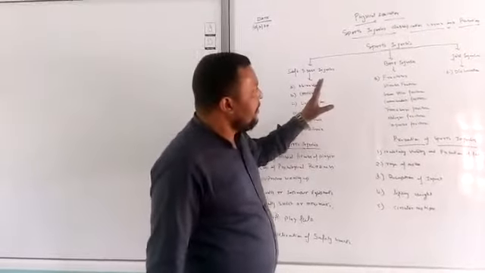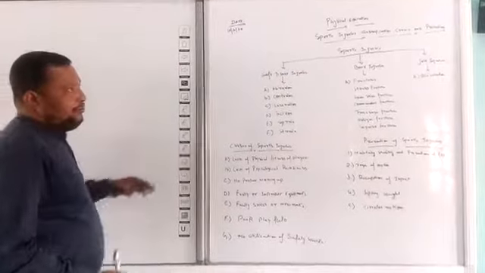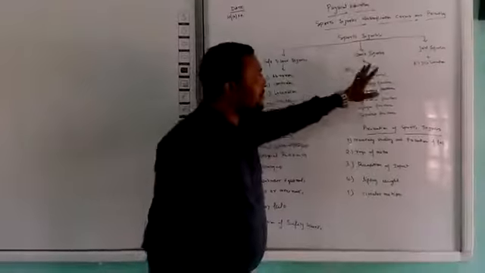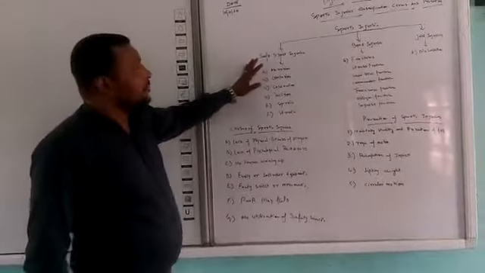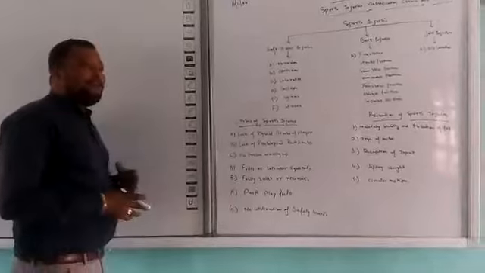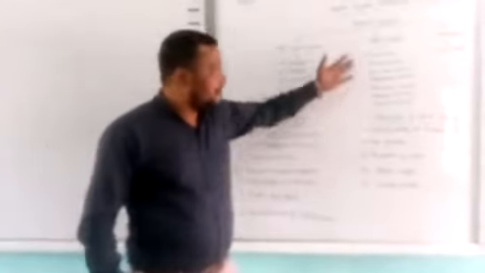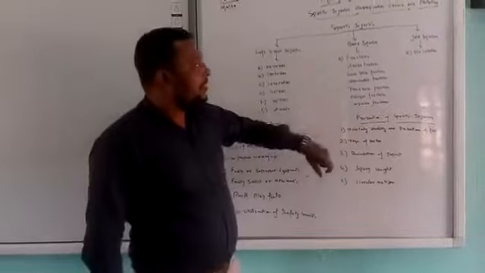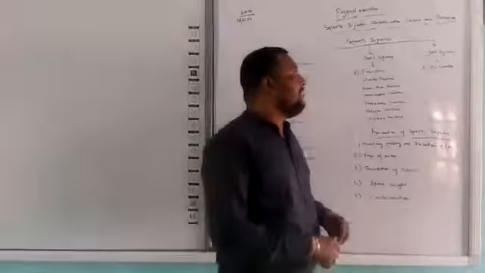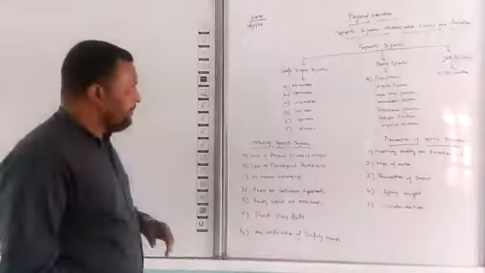Clear? If we classify sports injuries, there are basically three types of sports injuries. Number one is soft tissue injuries, related to the skin, muscles, ligaments and tendons. After that, bone injuries, related to the bones, with fractures and lots of other types of fracture. And the third one is joint injuries, related to the dislocation of the joint.